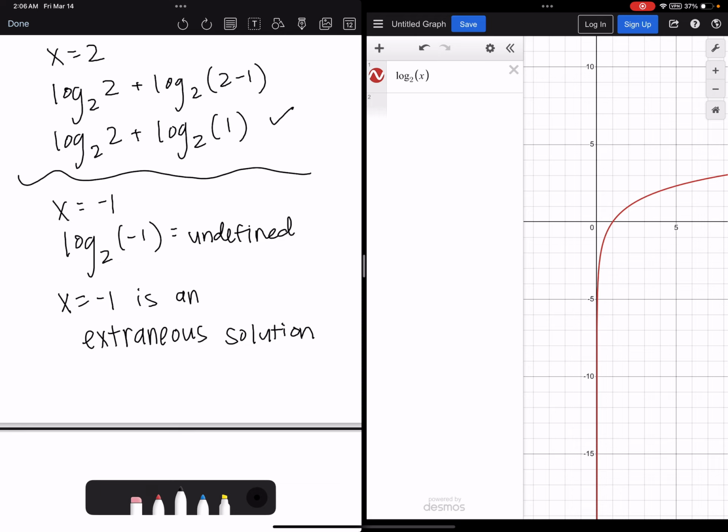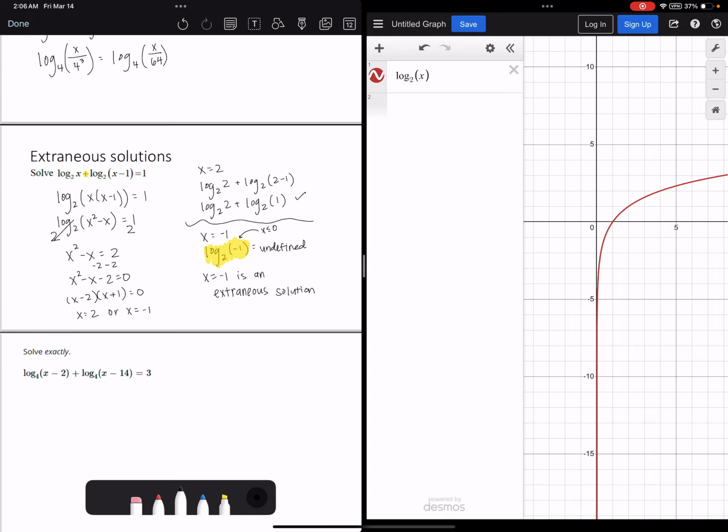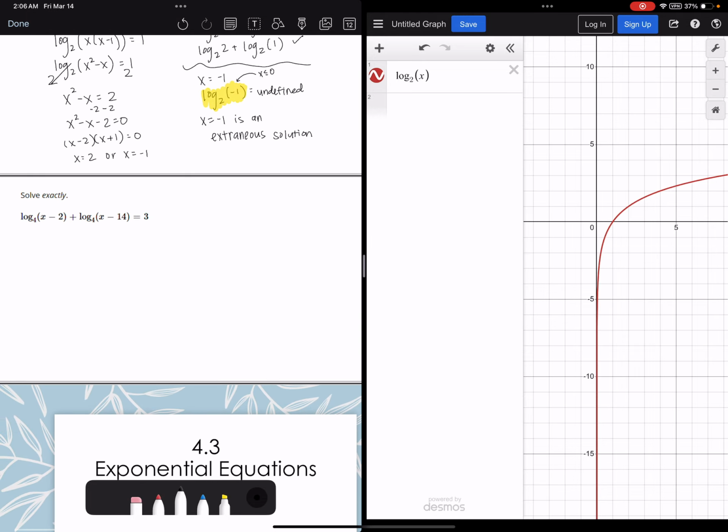So when you're doing logs, if you get 0 or less, any negative numbers or 0, then that would be considered extraneous when you plug it back in, because we plugged it into log base 2 of that. So that means that anything, if x was less than or equal to 0, to plug it in, that would be extraneous.